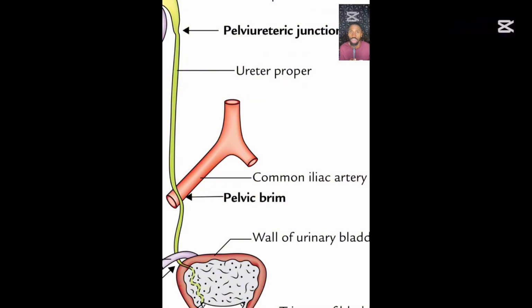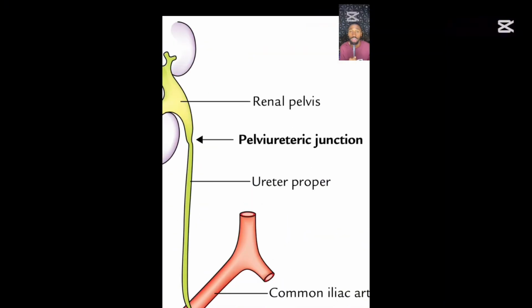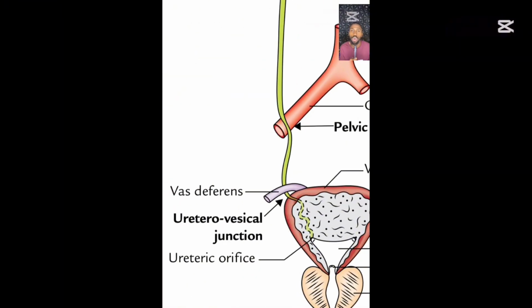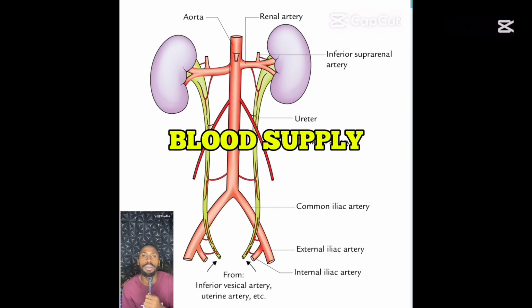So the first constriction is the pelvic-ureteric junction, 5 cm from the hilum of the kidney. The second one is the pelvic rim, where it crosses the common iliac vessel. The last one is the uretero-vesical junction, where it enters the bladder, the base of the bladder. You call it the intramural constriction. Don't forget.